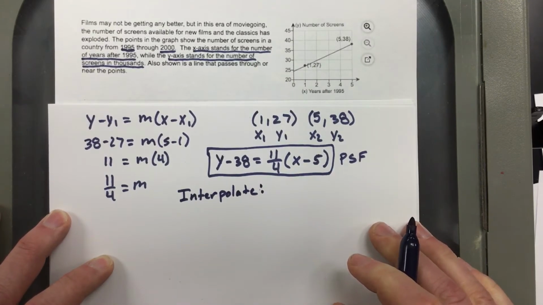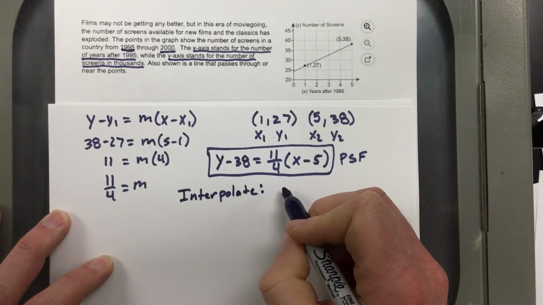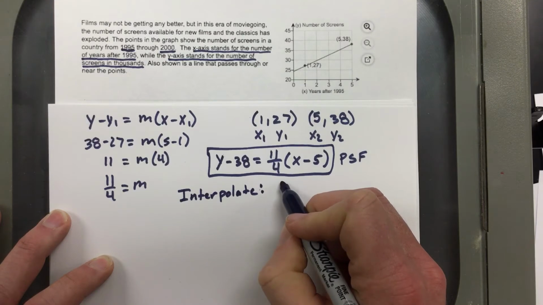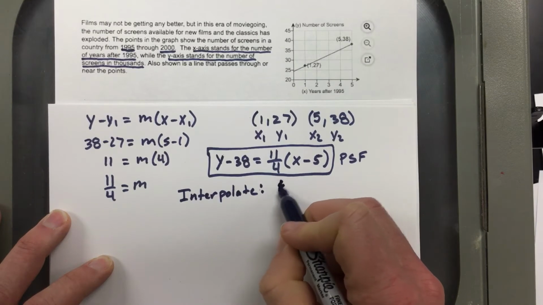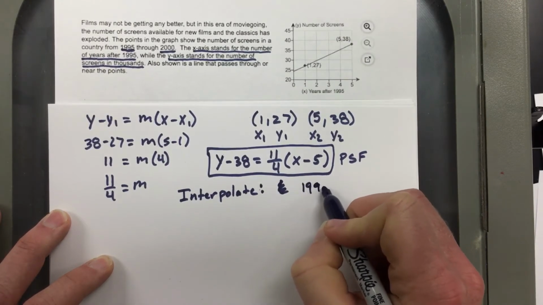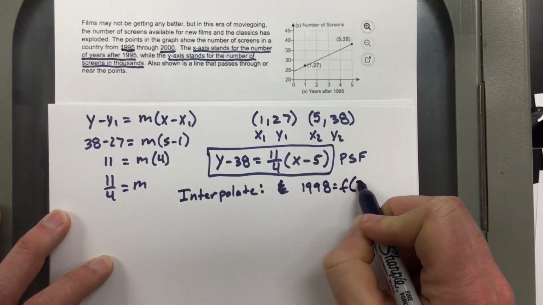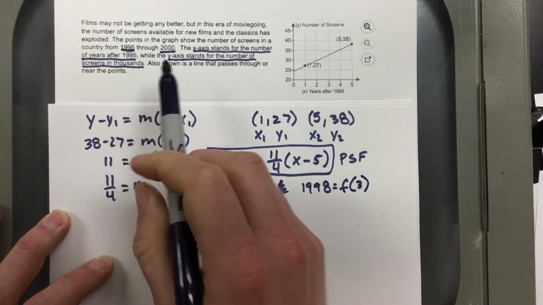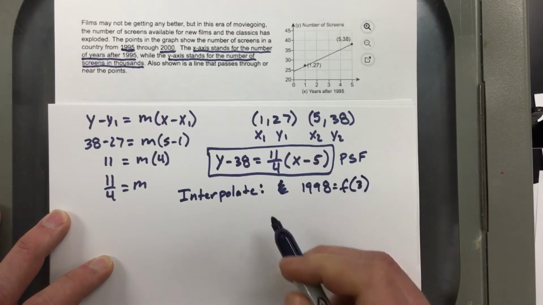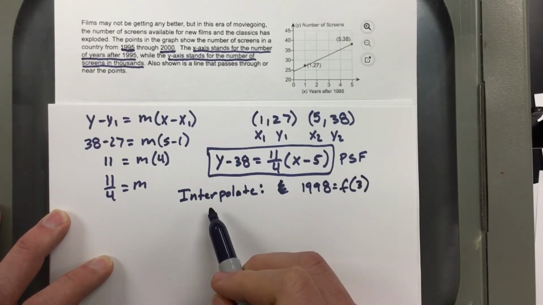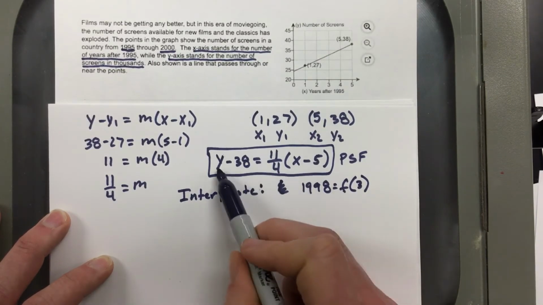Let's look at the number of years after 1995. We're going to interpolate for 1998, which would be 3 years after 1995. Remember, x stands for the number of years after 1995. So basically 1998 would be f of 3. I want to take 3, plug it into my equation for x, and figure out what y would be.